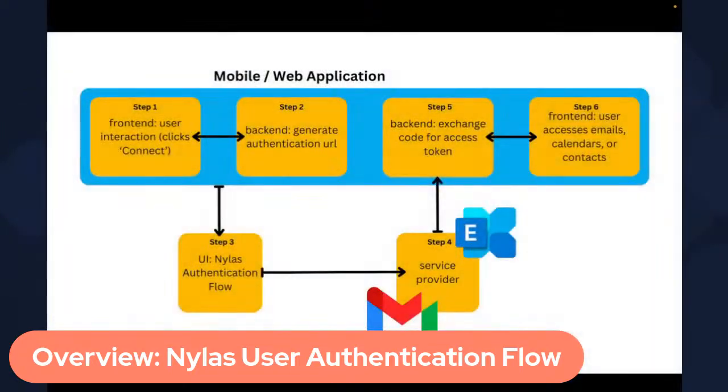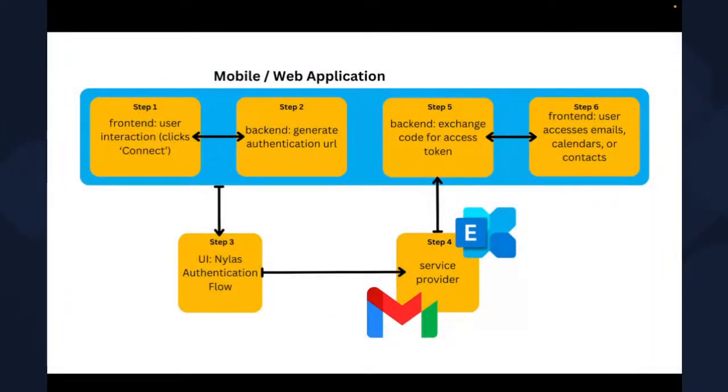Nice. So let's first jump into an overview. So let me share my screen. And we have 6 steps here. At the top where it says mobile web application, think about this as your own application that you're building. And you have a user that comes into your application and they want to do something with their email, calendar, or contact. You could actually connect the user as soon as they authenticate into your application or as soon as they create an account. But say you're adding Nylas later on into your application, or you only want users to access Nylas in certain scenarios.